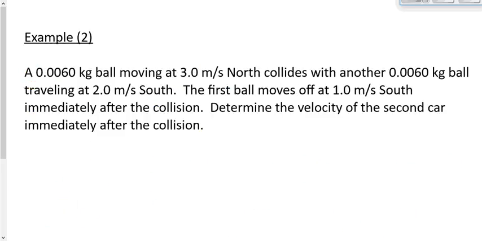All right, let's have a look at another example. Example number 2. This one says a 0.0060 kilogram ball moving at 3 meters per second to the north collides with another ball that's exactly the same mass, 0.0060 kilograms, traveling 2 meters per second to the south. First ball moves off at 1 meter per second to the south immediately after the collision. What's the velocity of the second one? Well, let's circle north and south to remind us to account for the negatives and positives.